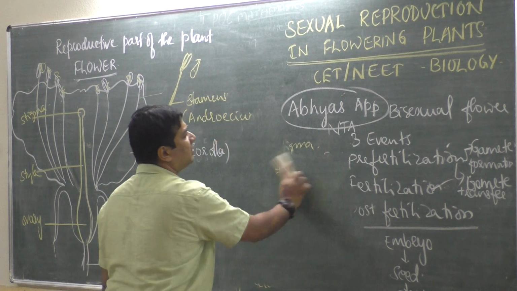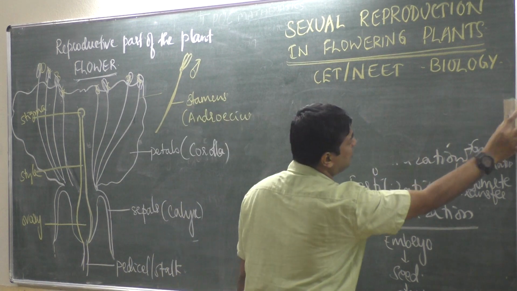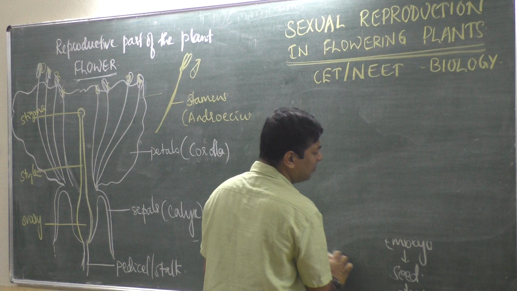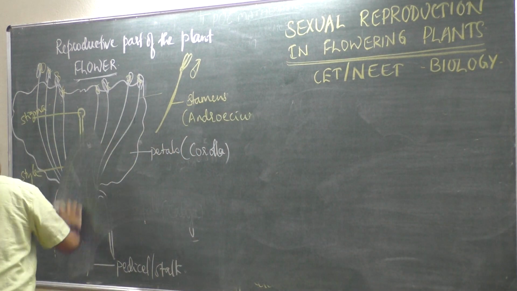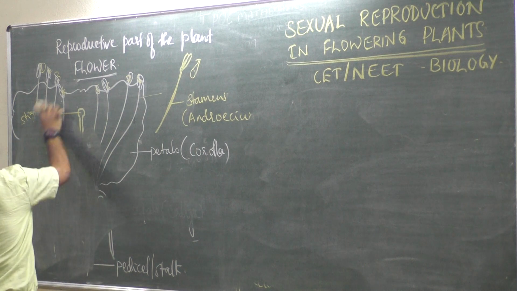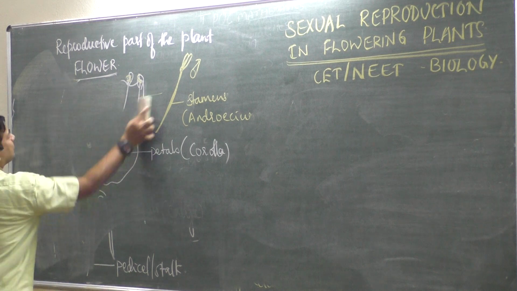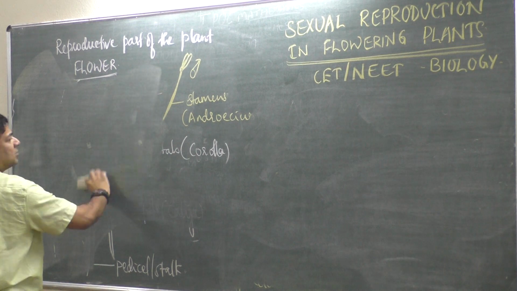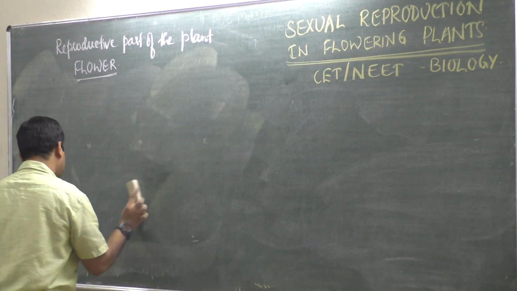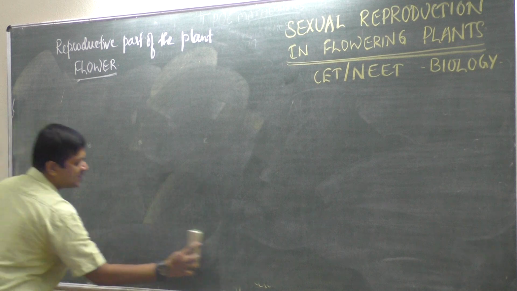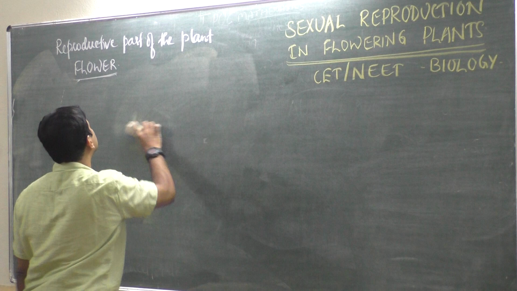So under pre-fertilization, the first step is gametogenesis, that is formation of gametes. So now we are going to learn formation of gamete in a flower. Which gamete? First we will learn formation of male gamete. So the male gamete here is pollen grain. The process of formation of pollen grain is called microsporogenesis. How and why?